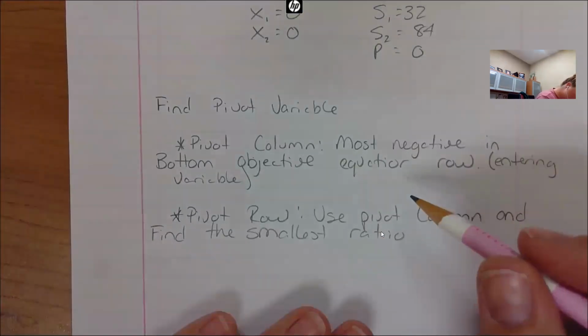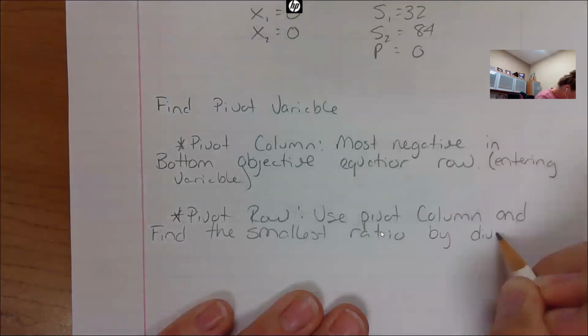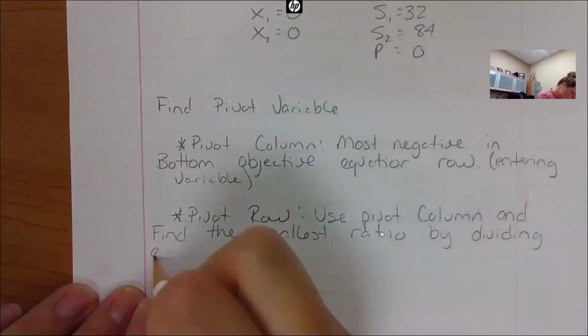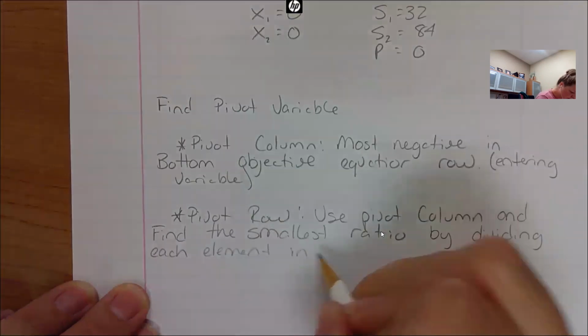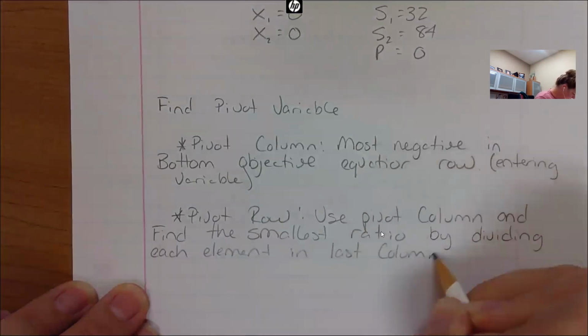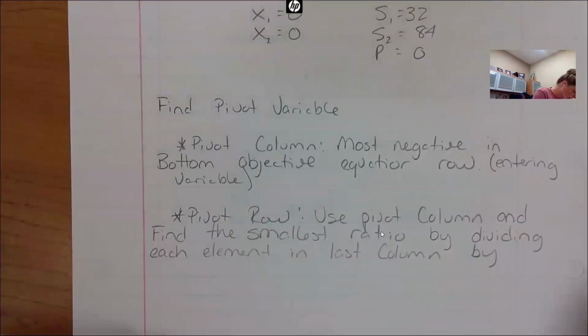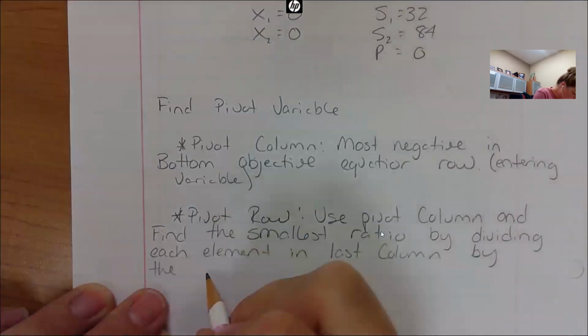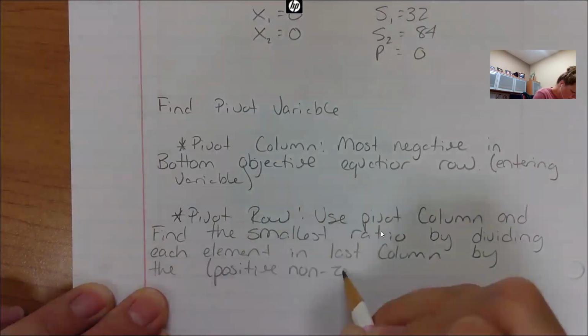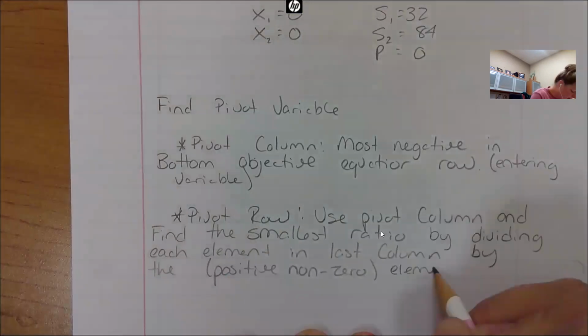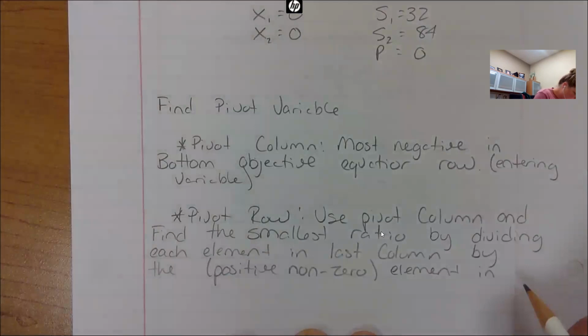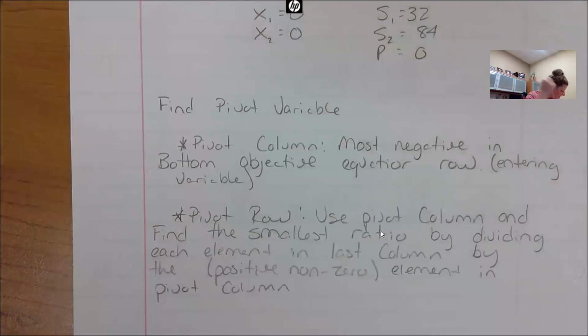by dividing each element in the last column by the corresponding element in the pivot column, by the positive. I'm going to add that in there. Positive, non-zero. Okay, element in pivot column. Some of you will need that written out. Some of you just fast forwarded to my next part. And the variable to the left is the exiting variable. Yeah, we'll see that in a second.